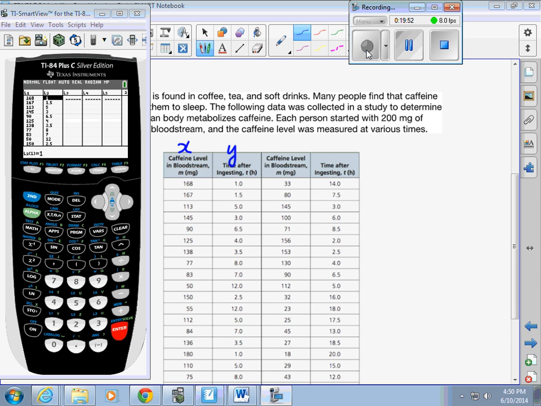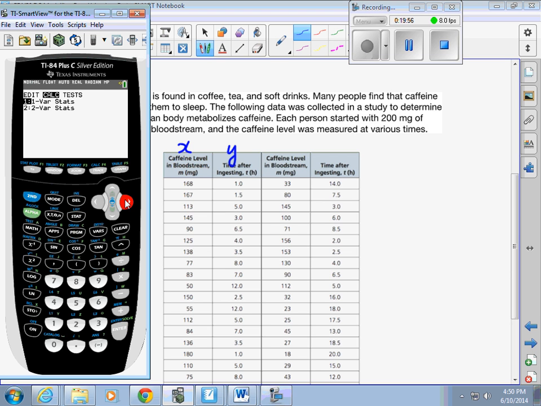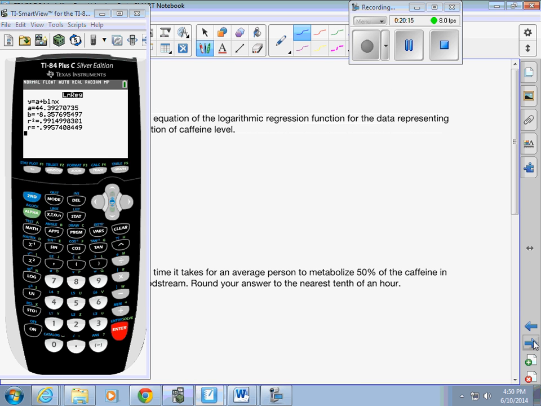Okay, so your data is in, and we do our calculation. Number 9, enter. So we have A is equal to 44.393, B is equal to negative 8.358. So that makes our equation. And you have to be really careful when you're entering these things. I had one number off in both of those lists and it totally throws off your data. So enter in your data and then check it over.